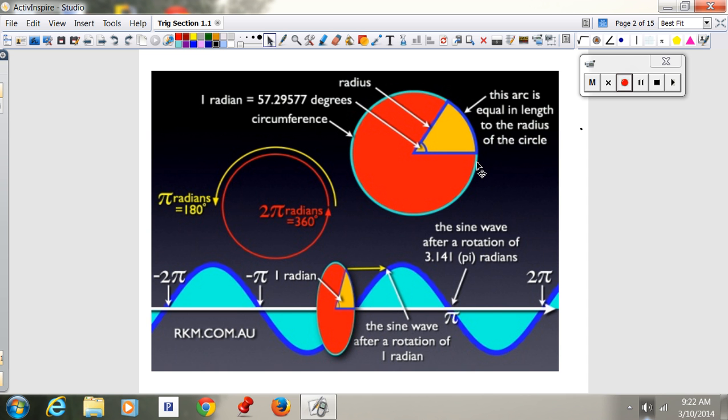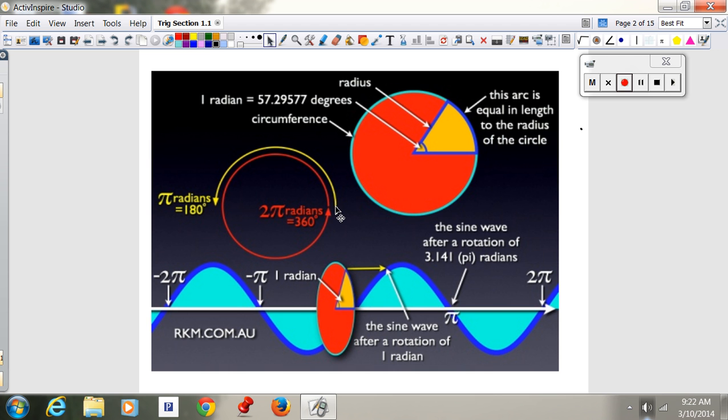Now we recall from Friday that it's always going to be a certain number of degrees. Right here, what was it? 57.3-ish degrees, right? 1 radian measures, no matter what the circle is, if you lay 1 radius here, the angle that you make is always going to be about 57.3 degrees.